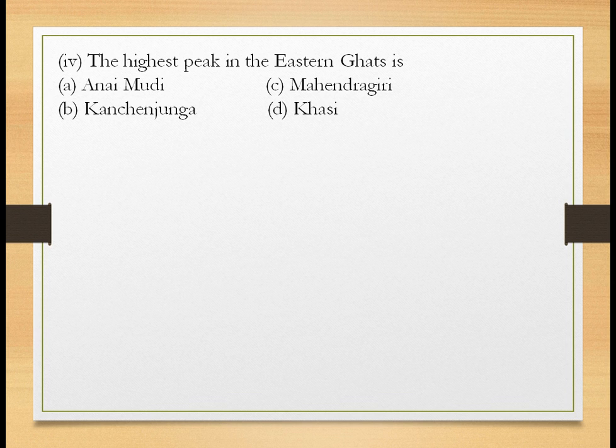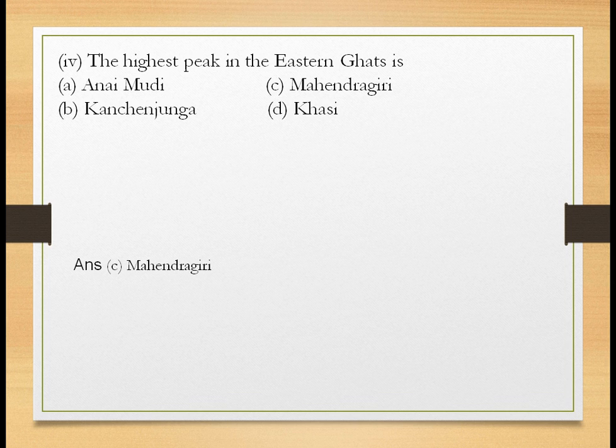Kanchenjunga is in the Himalayas and Khasi is on the Purvanchal side. Anaimudi is in the western part. So the correct answer will be Mahendragiri. Okay, so Mahendragiri is the correct answer.